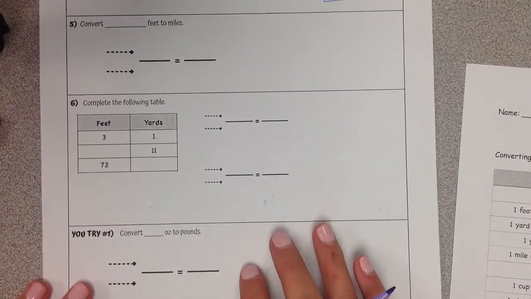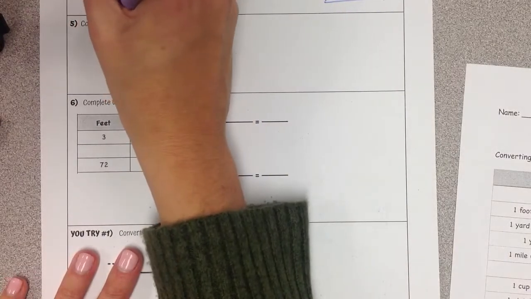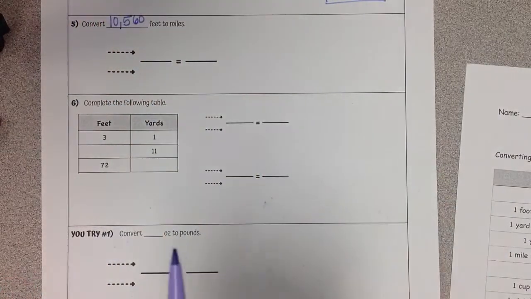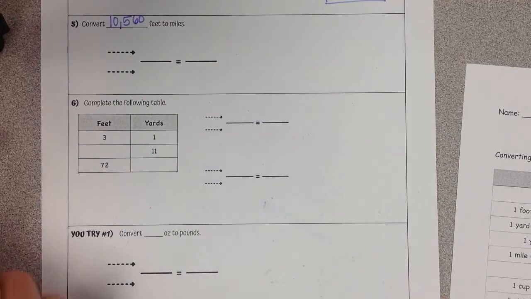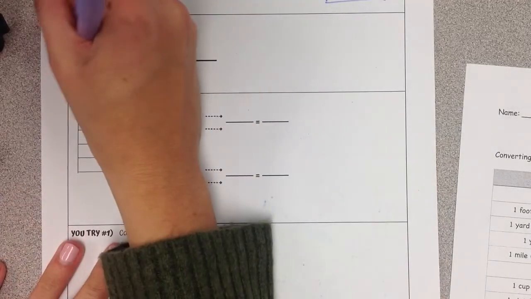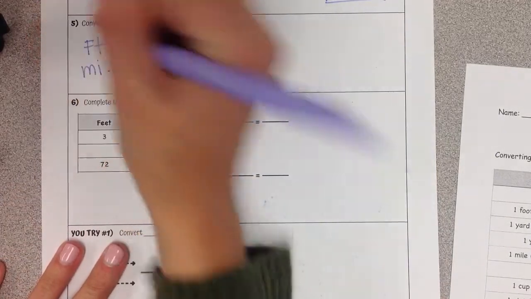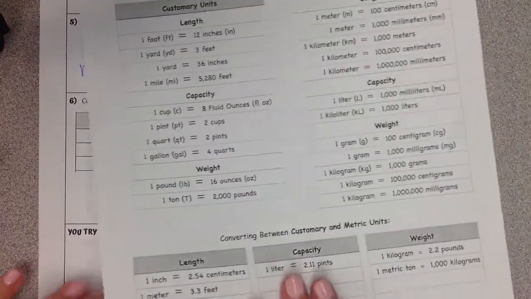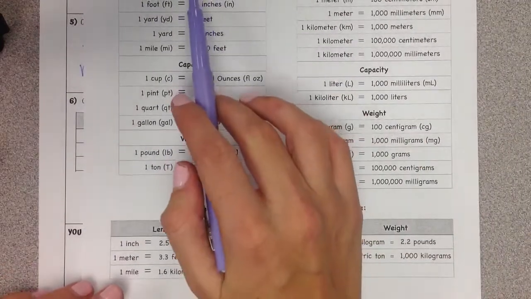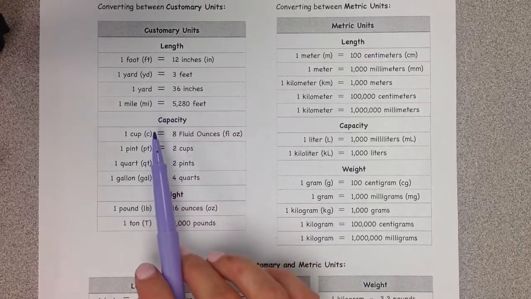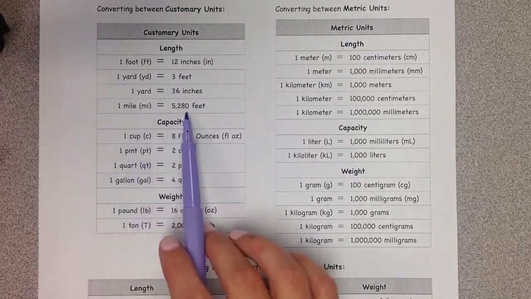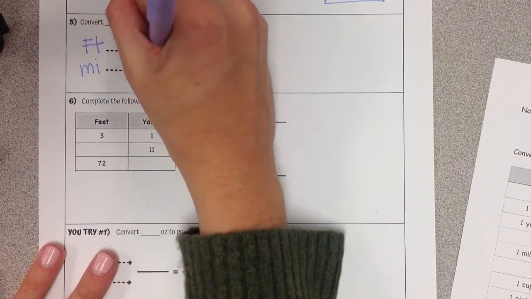Number 5, convert 10,560 feet to miles. So two units that we are comparing, feet and miles. We look at our chart. We use miles here in the US. That's customary. We've got 1 mile is 5,280 feet. So 5,280 feet is 1 mile.